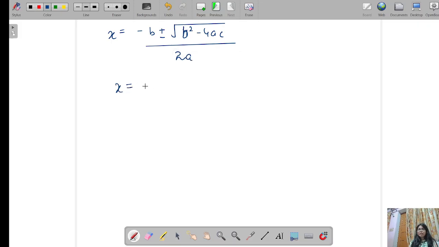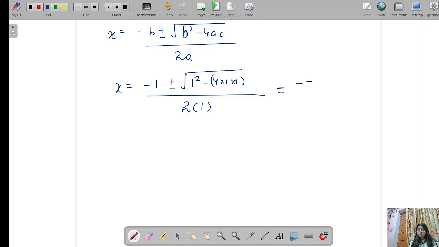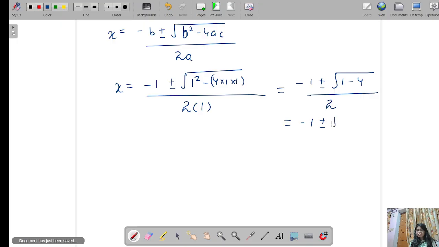Now I am putting the value. In place of b, I have written 1 and 1 square minus 4 into 1 into 1 upon 2 into 1. Now this will go to 1 square is 1, 4 into 1 is this. Now I have come across the minus sign inside the square root.